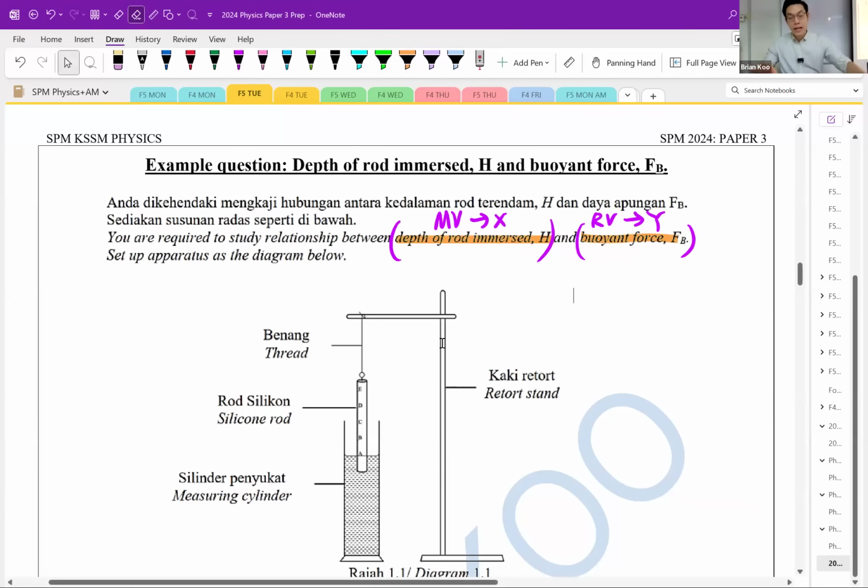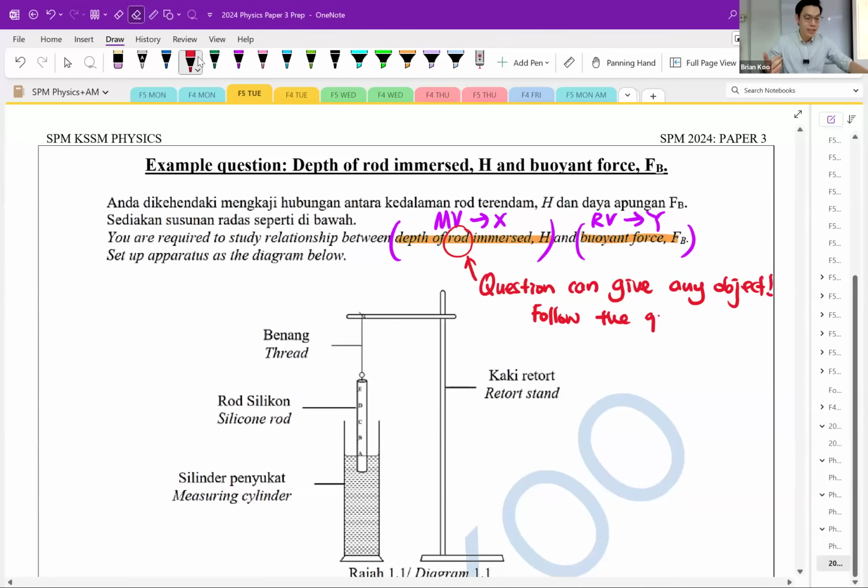Okay. Now, guys, the question can give you any object. Yeah, silicon rod, steel rod. I heard it might be a candle. I don't know. Okay, the question can give any object. You just follow it. So you look at the list of apparatus, you don't say, where's the rod? Why don't I have a rod? It might not be a rod. Just follow the question.